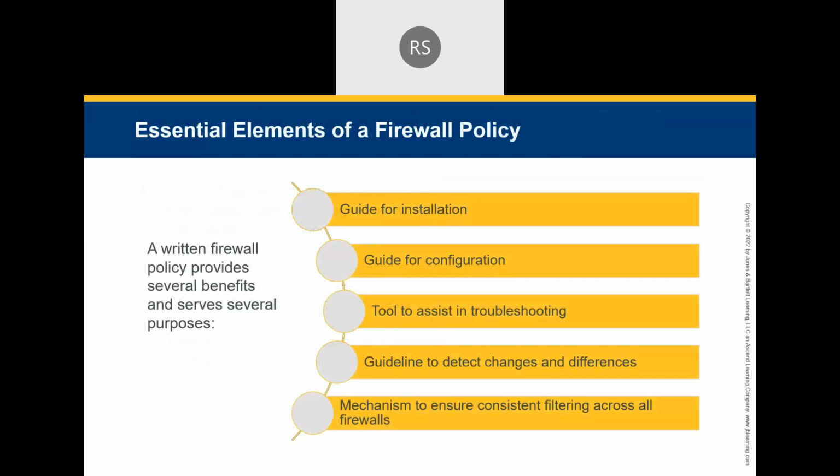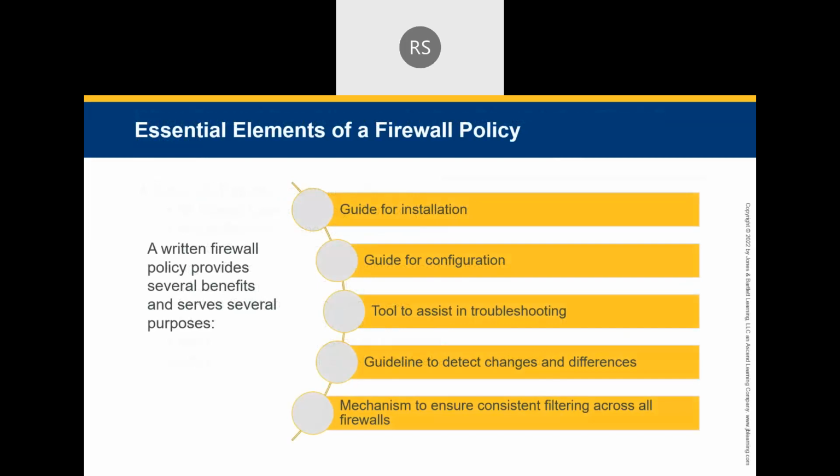You also want to have a guide for the configuration that clearly outlines the rules and filtering criteria that are going to be applied to control the inbound and outbound traffic. This includes specifying security measures such as the IDS and prevention settings, and this is used to enhance your firewall's defensive capabilities. You also want to have tools to assist in troubleshooting. This offers a reference point for administrators to identify expected configuration and rules during investigations of network problems.